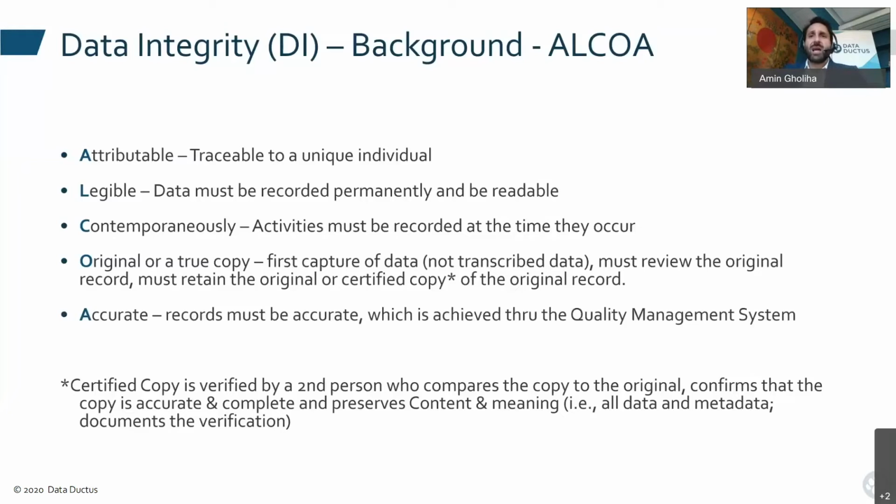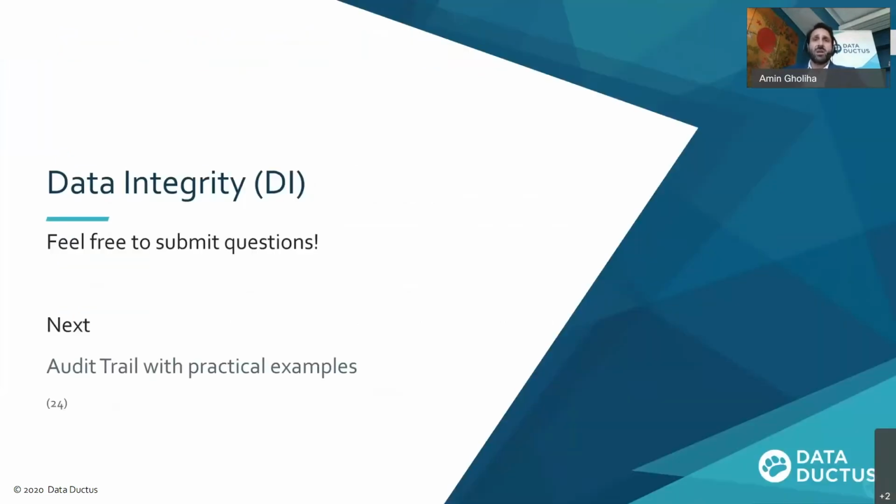And the data needs to be accurate, and this is achieved through the quality management system that the company needs to have. There need to be rules, guidelines and policies regarding data integrity that we will also discuss in the meeting. So now we have covered some basics about the data and data integrity and what we mean with data. Feel free to submit any questions you have in the chat panel, and they will be collected and answered at the end of the seminar.